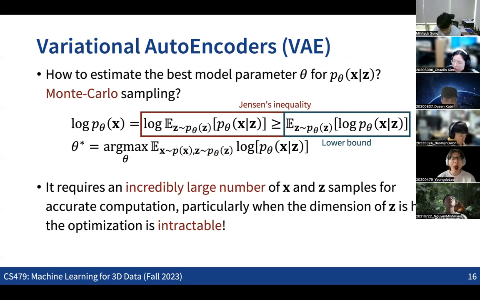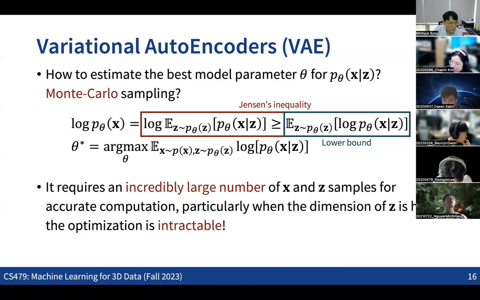This makes for some challenges in terms of how we find the best parameters, because to optimize these equations, we need lots of samples of both X and Z. So that's why people say that this kind of optimization is intractable.